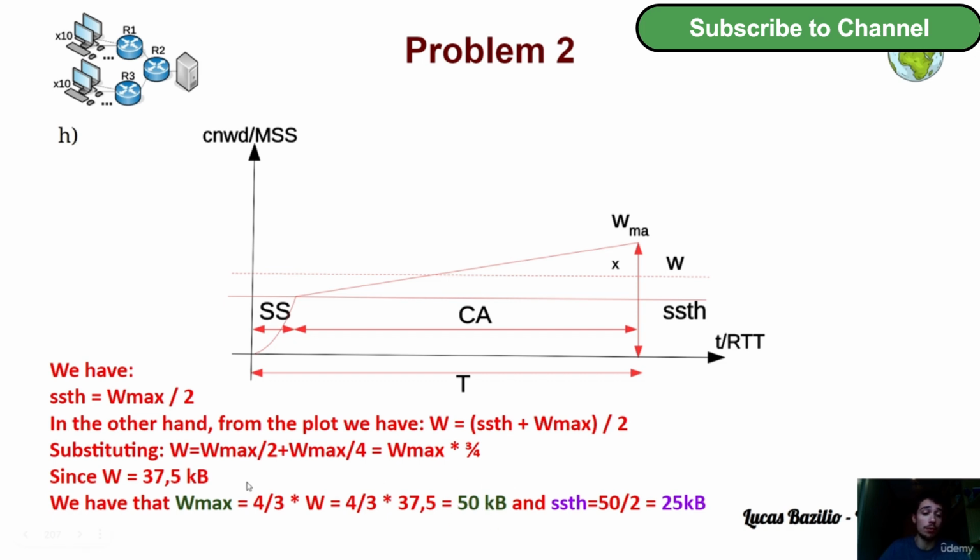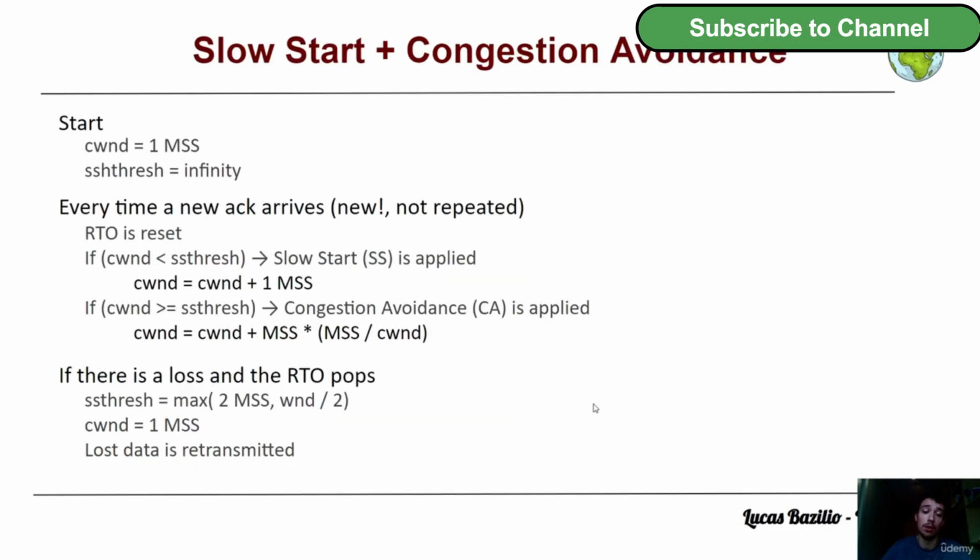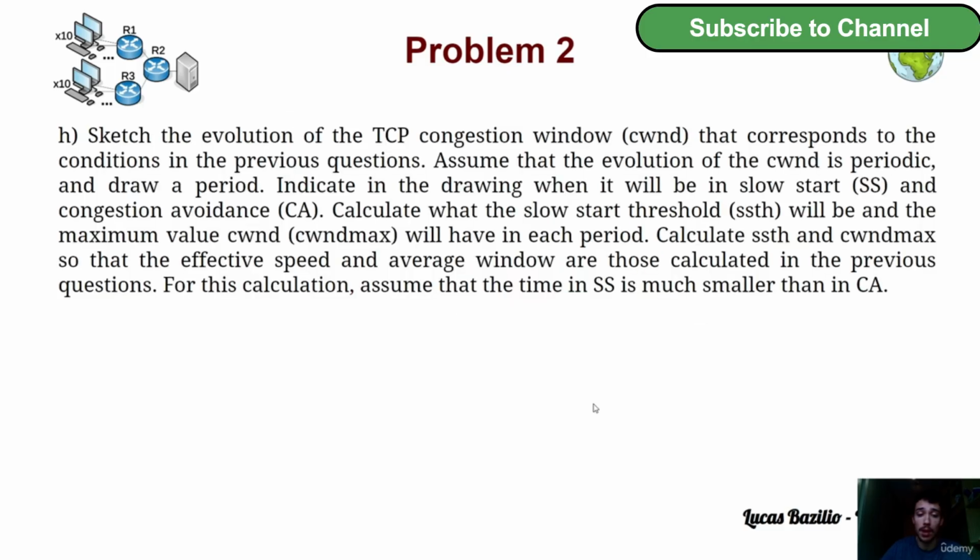Once we have the value of the maximum window, we can trivially know the value of the slow start threshold, because the slow start threshold is the maximum window divided by 2. Therefore, the slow start threshold is equal to 50, as we have just calculated, divided by 2, which gives us 25 kilobytes, right? And this is the plot of the period, this is the sketch, and also the value of the maximum window and the slow start threshold in this question H.